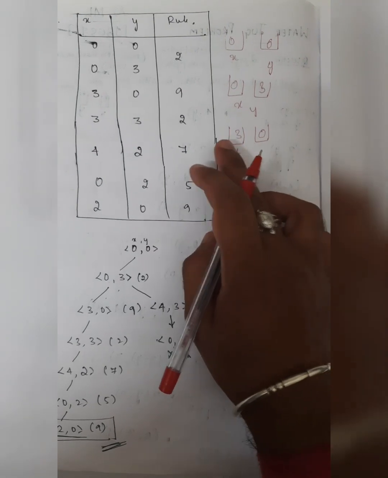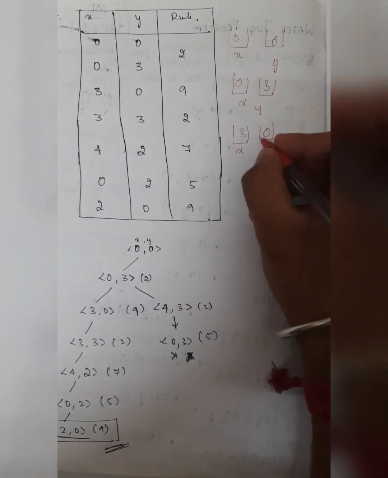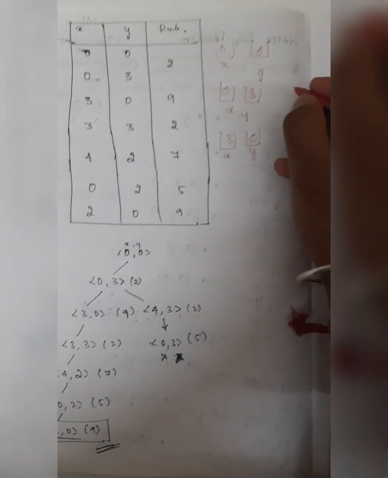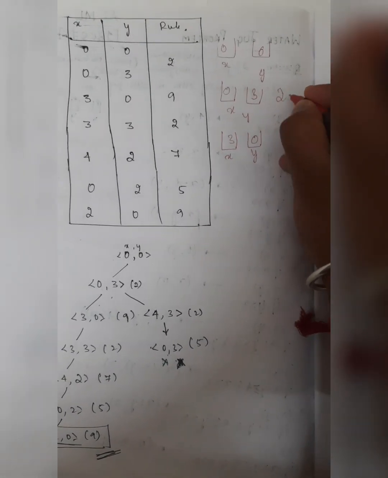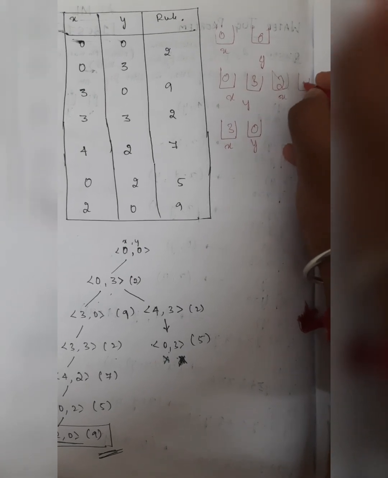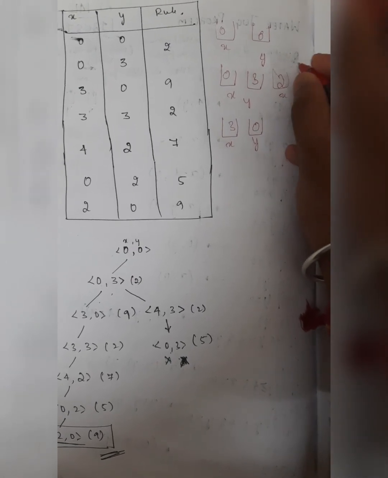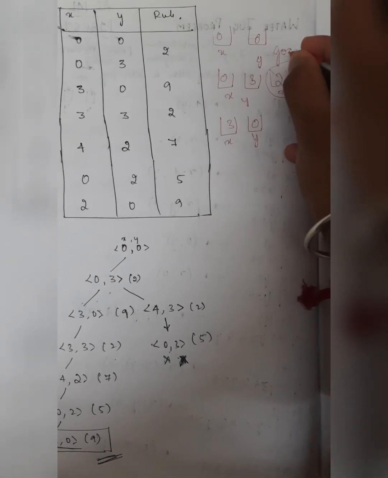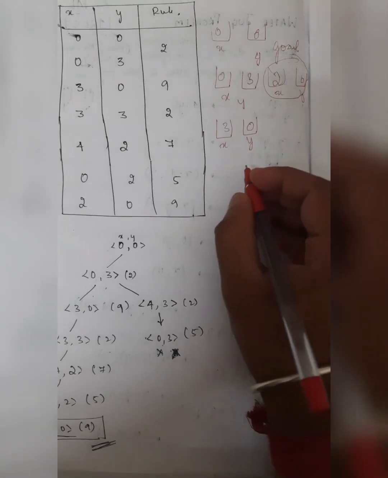Now, again I have to make this 4 liters, then only I can empty it. So we will see how it will be achieved. Our goal state should be 2 liters in X and 0 in Y. This is our goal state. Okay, now how to achieve it?